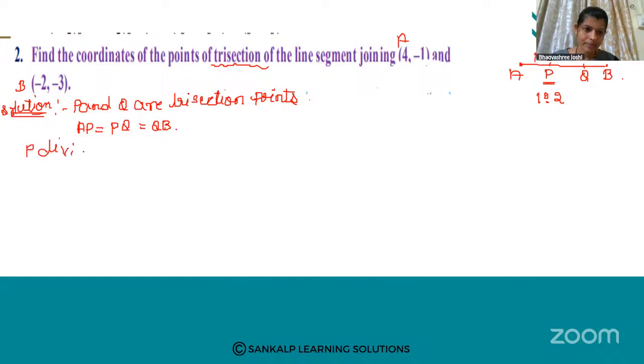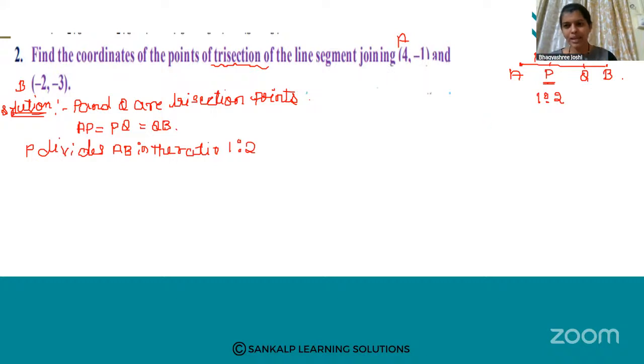Now, point P divides AB in the ratio 1:2. So here they have not given us any m1:m2. m1 and m2 values they have not given. So we can take m1 and m2. How? First we will consider point P, then we will consider point Q.